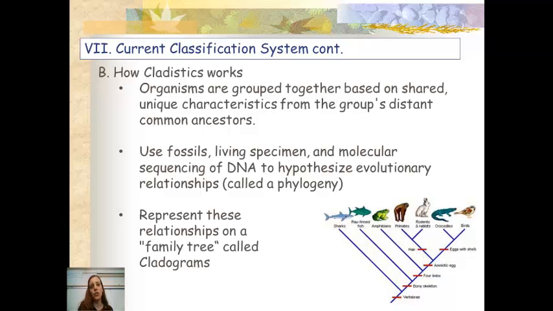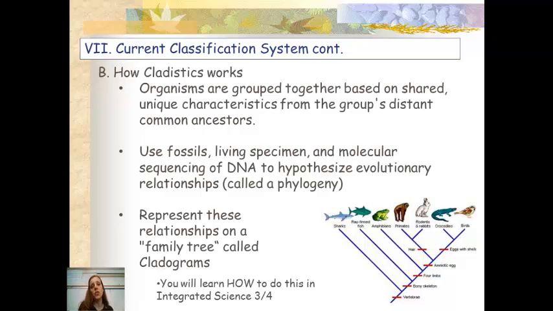So we're looking at all of these organisms and how they are evolutionarily related to each other by looking at a cladogram. And this cladogram is representing a hypothesized evolutionary relationship amongst these organisms. That hypothesized evolutionary relationship is known as a phylogeny. You will learn how to create phylogenies and cladograms in Integrated 3-4.